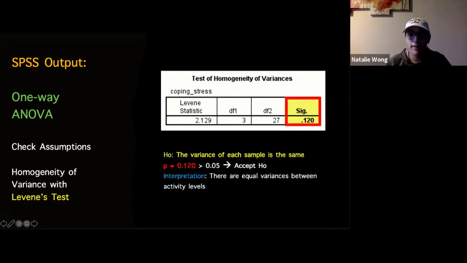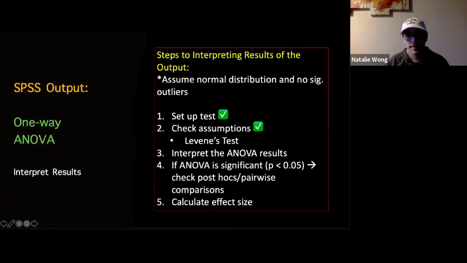Again, the null hypothesis for Levene's test or for homogeneity of variance is that we have equal variances between our groups, or the variance of each sample is the same. Our p-value in this case is 0.12, which is greater than 0.05, so that means we can accept our null. And then we can say there are equal variances between our levels of activity. So we've met, in this case, our homogeneity of variance assumption. So assumptions have been checked.